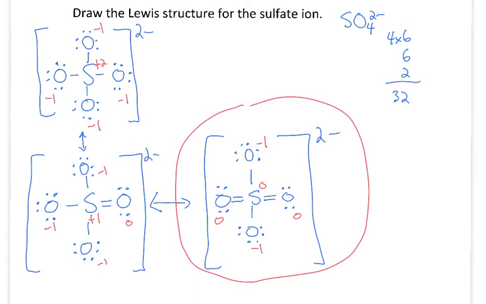And of course, I could draw a number of equivalent resonance structures for this Lewis structure. But this particular one is representative of all of the best resonance structures for the sulfate ion.